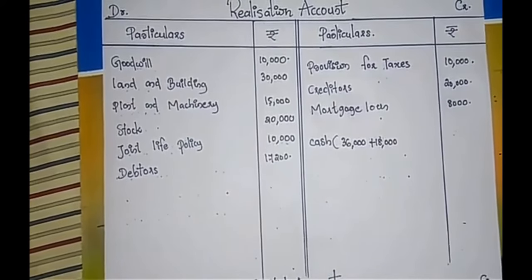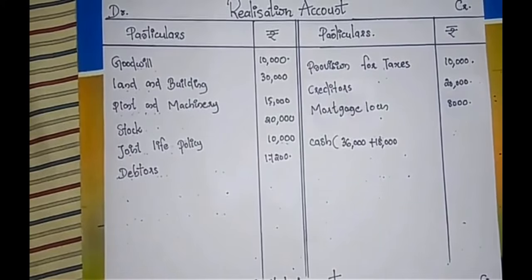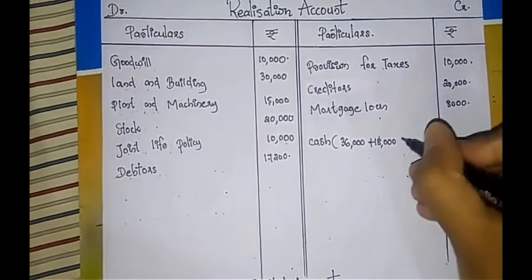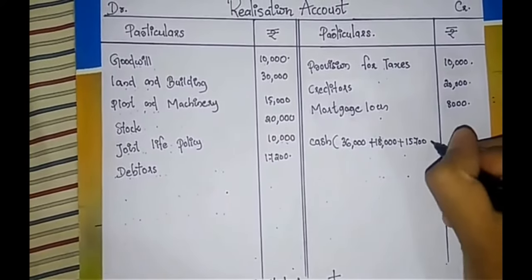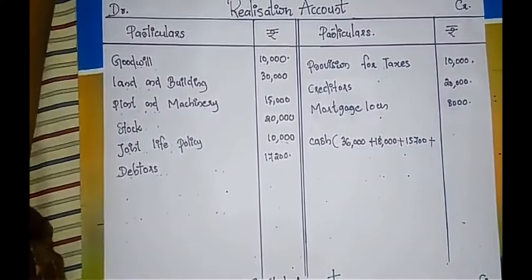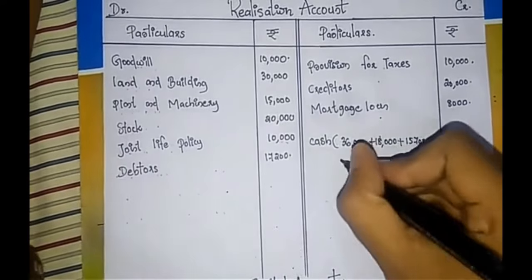Next in the adjustment it is saying that rupees 15,700 is collected from debtors in full settlement. So the debtors also realized with rupees 15,700, plus 15,700. Next, joint life policy is surrendered for rupees 8,500. So joint life policy also realized for rupees 8,500.